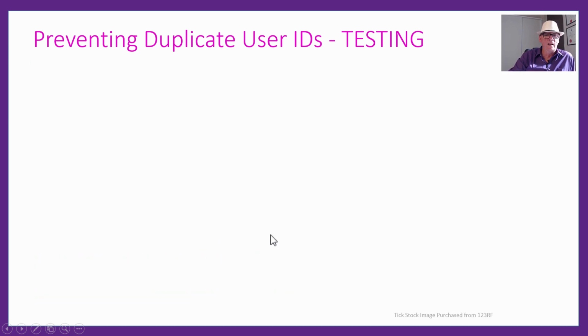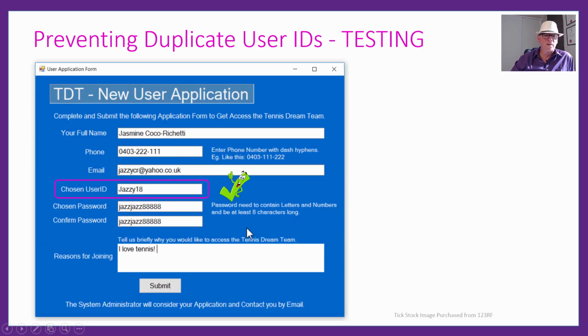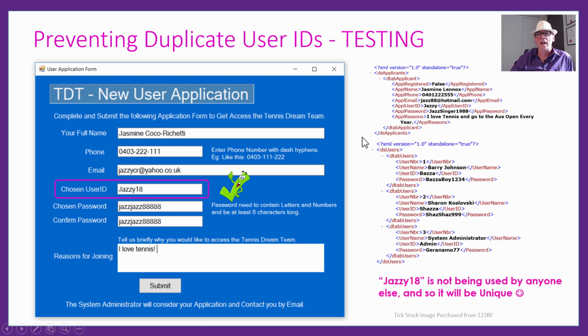So third time lucky, let's hope for Jasmine. She decides she's going to be Jazzy18, and that's all a-okay because in our applicants and in our registered users, there's no user ID called Jazzy18. So that's going to be unique. So she can have that one and that'll all be good.